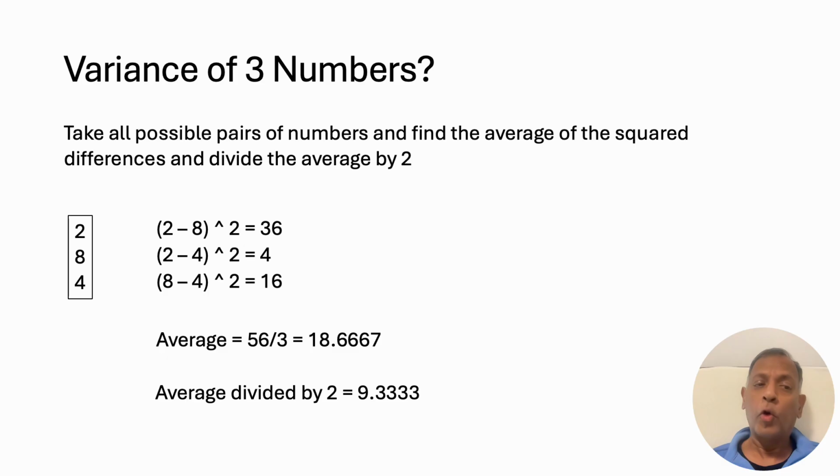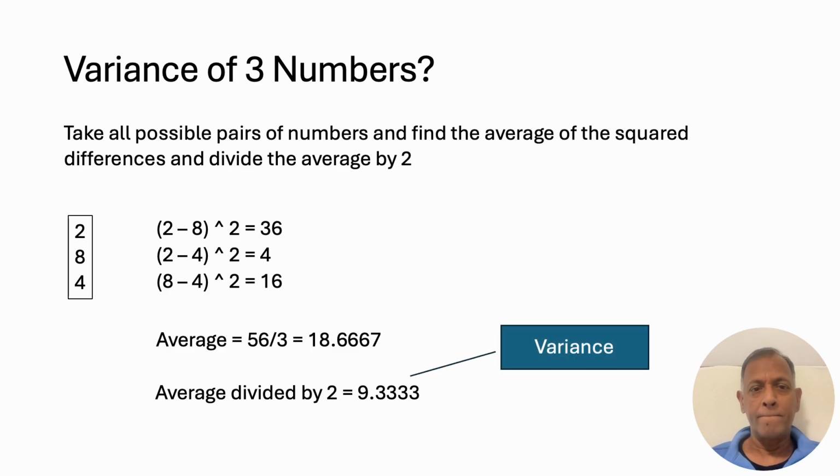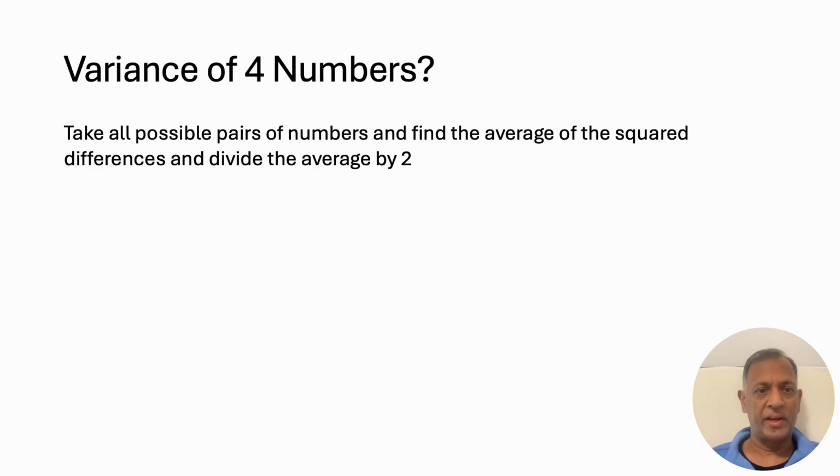Okay, if you had 4 numbers, then there would be many pairs of numbers, not just 4, right? Because you have 1, 2, 1, 3, 1, 4, that is 3, and then 2, 3, 2, 4, plus 2, and then 3, 4, that is 6. So if you have 4 numbers, there would be 6 pairs. And again, we'll do the same thing. Calculate the squared difference, take the average, divide it by 2. And that is the variance.